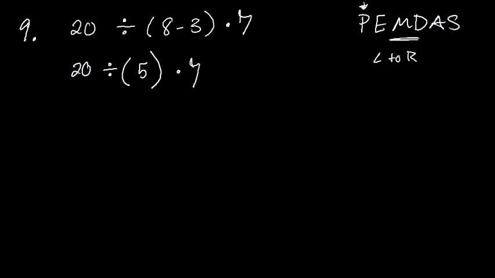Times 7. So now I need to go left to right, multiplication and division at the same time. So 20 divided by 5 is 4, and 4 times 7 is 28. 28 should be your final answer.